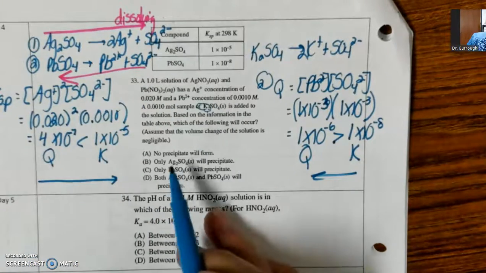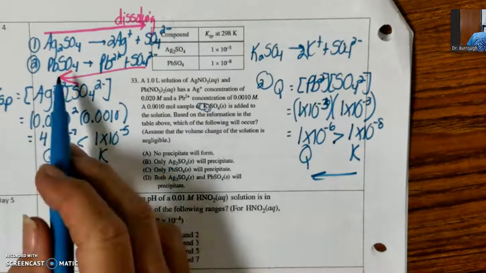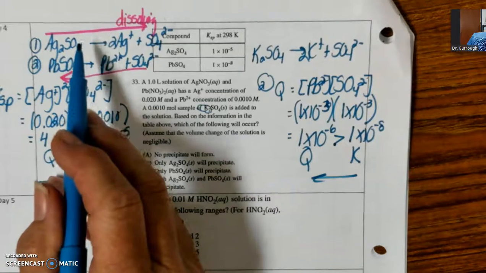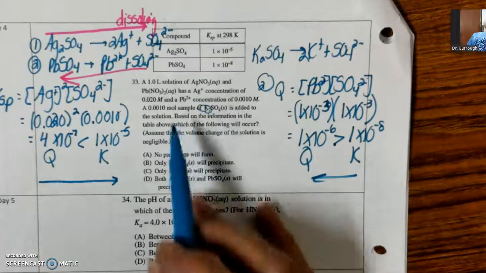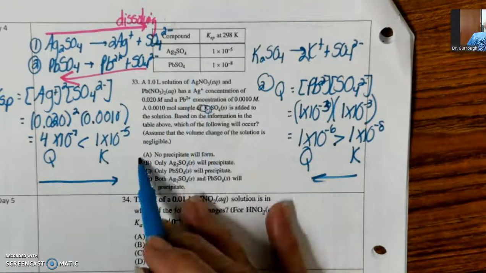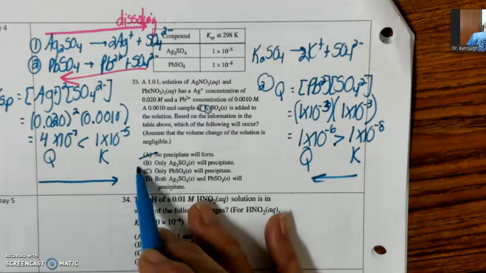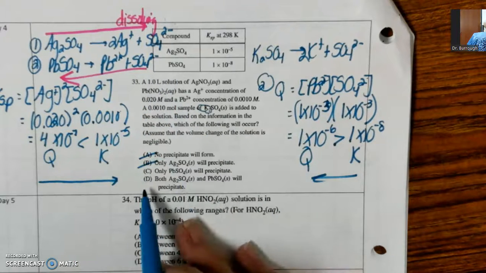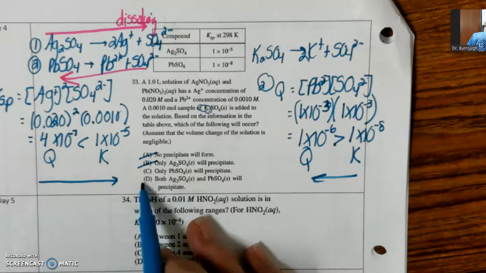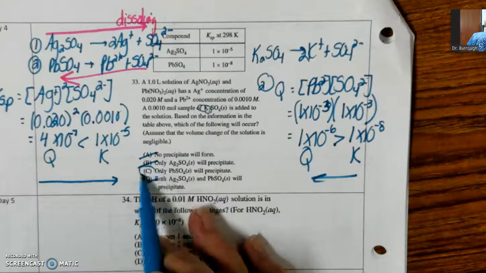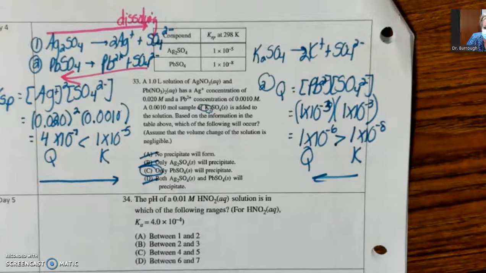So let's look at all of these. That means a precipitate is forming here, but it is not forming here. And so that's incorrect, because we learned that that's dissolving. And that is incorrect because both are not precipitating. C is the correct answer to the problem.